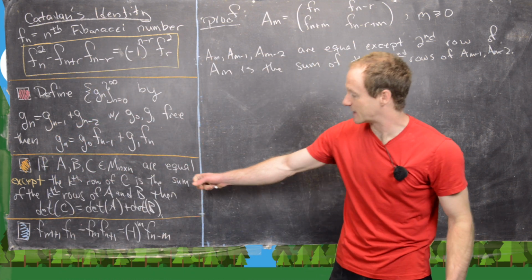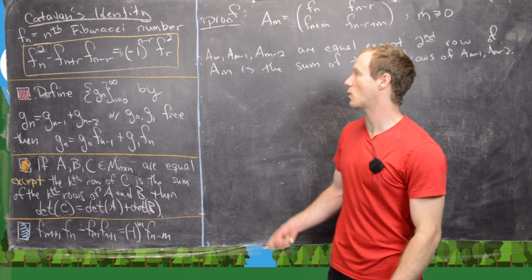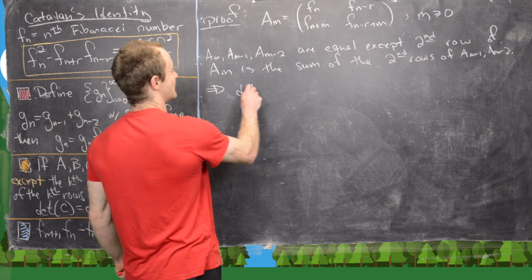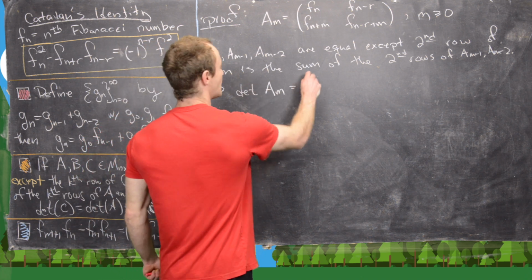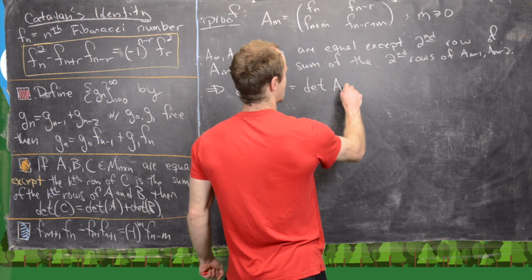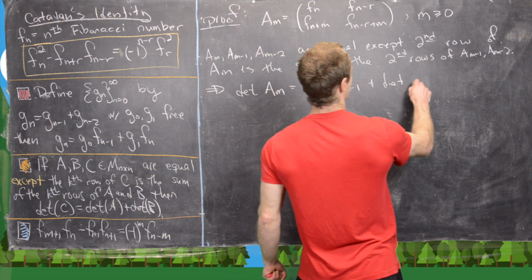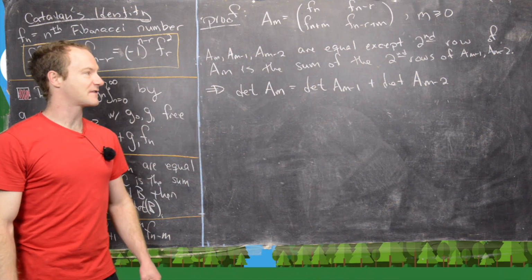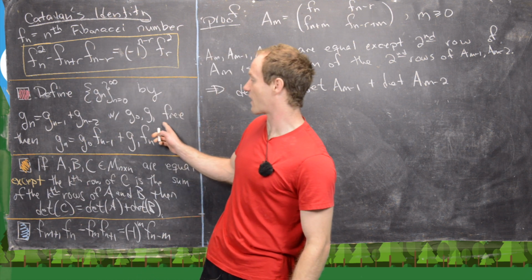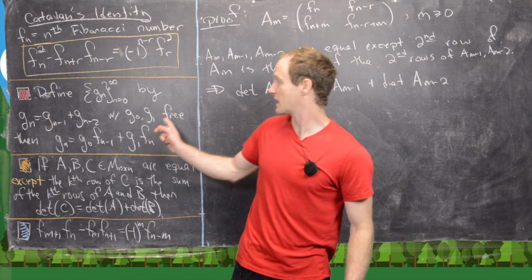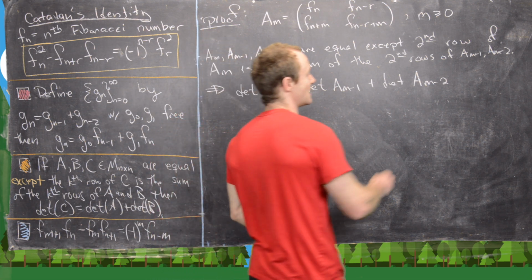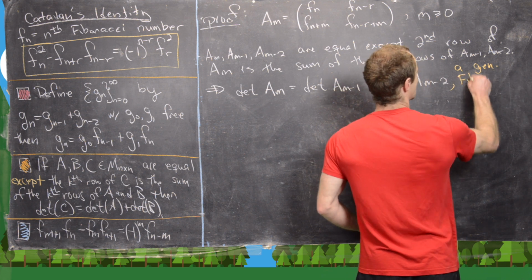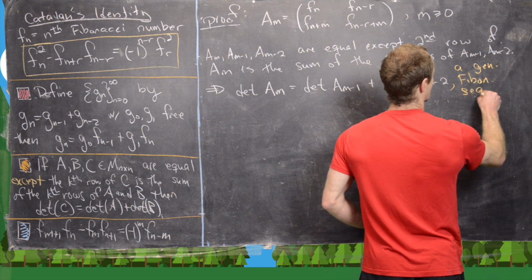But that's fantastic because that means we can use this result in order to calculate that determinant. So let's notice that that means that the determinant of A m equals the determinant of A m minus 1 plus the determinant of A m minus 2. But now if we think about this determinant as a generalized Fibonacci sequence, then we can apply this first result. So let's maybe point that out. This is a generalized Fibonacci sequence.